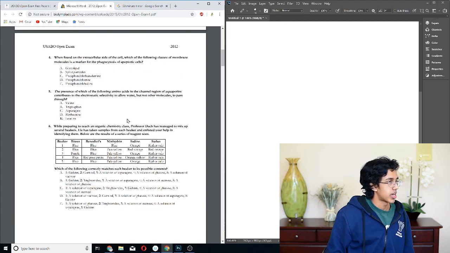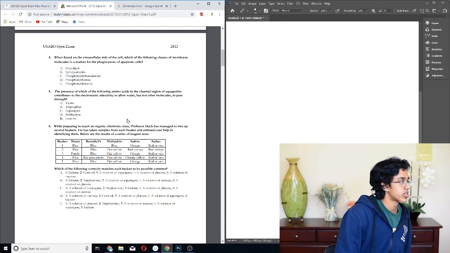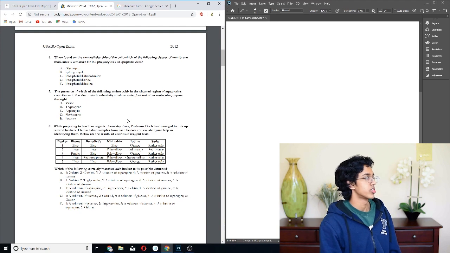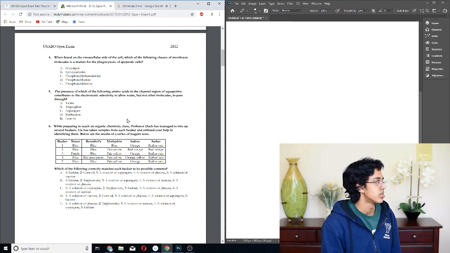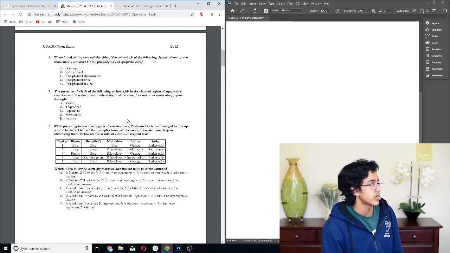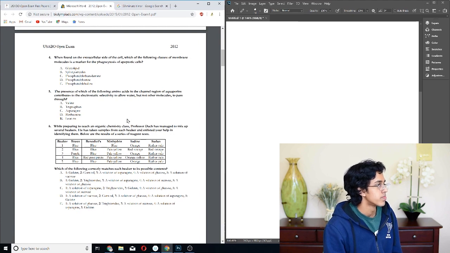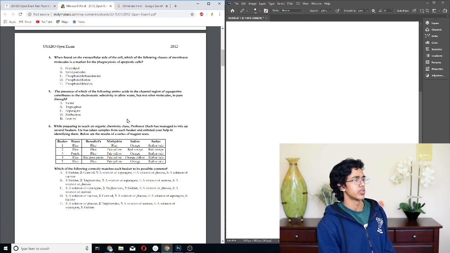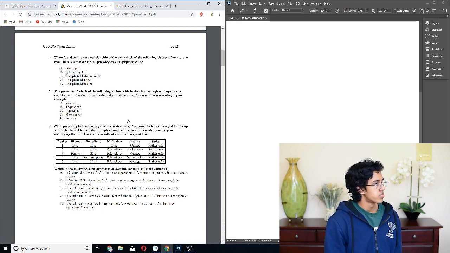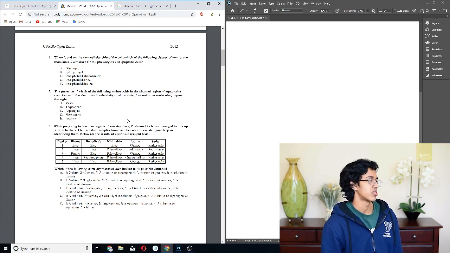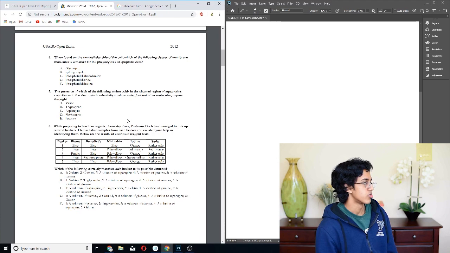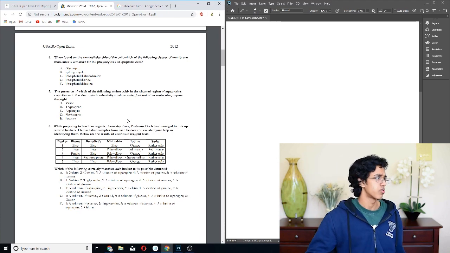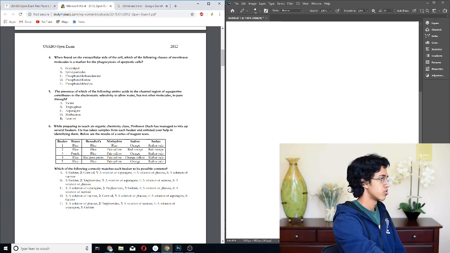Alright, when found on the extracellular side, which of the following is a marker for phagocytosis of apoptotic cells? I honestly have no idea, but let's see. Okay, so phosphatidylcholine is always found on the outer side, so that's fine. I'm assuming that all the phospholipids are also fine. So I'm just going to go with B, because usually phospholipids are found in a cell membrane, so those should be fine. Also, glycolipids are always found outside a cell membrane, so those should be chill.